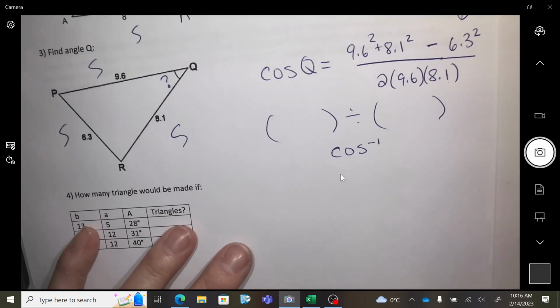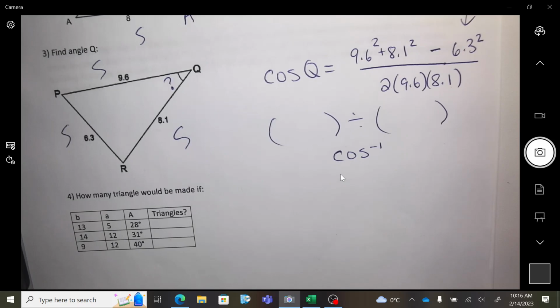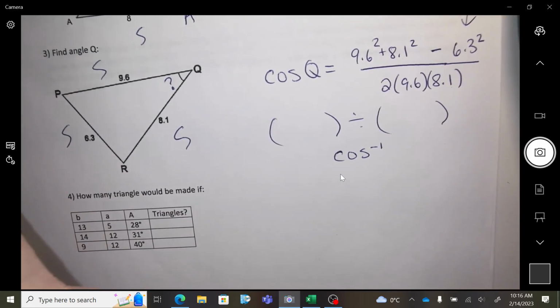Okay, calculator. Here's where I always get the wrong button. Somehow there's going to be someone who's accidentally going to push sine inverse instead of cos inverse. Don't let it be you. I call it not me.